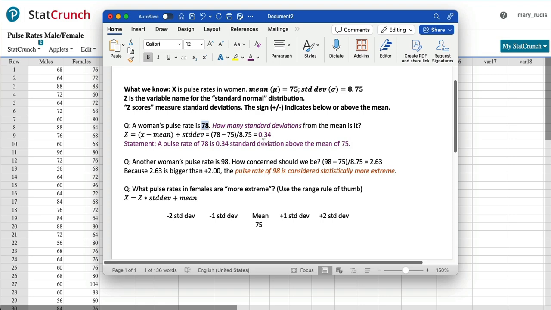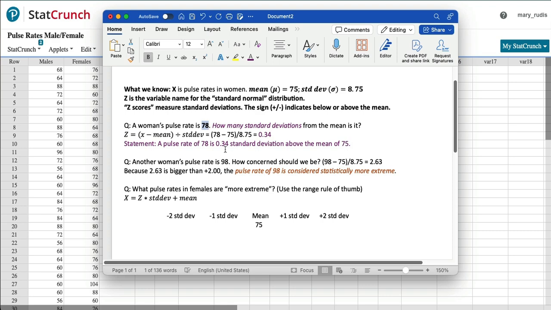We usually round z-scores to 2 decimal places past the decimal point. So you have one number to the left of the decimal point, and then you usually have 2 numbers to the right of the decimal point. So 0.34, we would write that in a statement. We would state that a pulse rate of 78 is 0.34 standard deviations above the mean of 75.